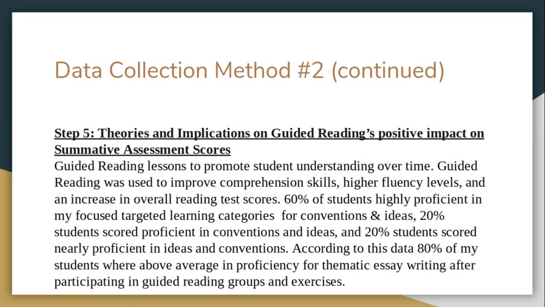60% of students were highly proficient in my focus target learning categories for conventions and ideas, 20% scored proficient in conventions and ideas, and the final 20% scored nearly proficient. According to this data, 80% of my students were above average in proficiency for the thematic essay writing after participating in a guided reading group and exercise.